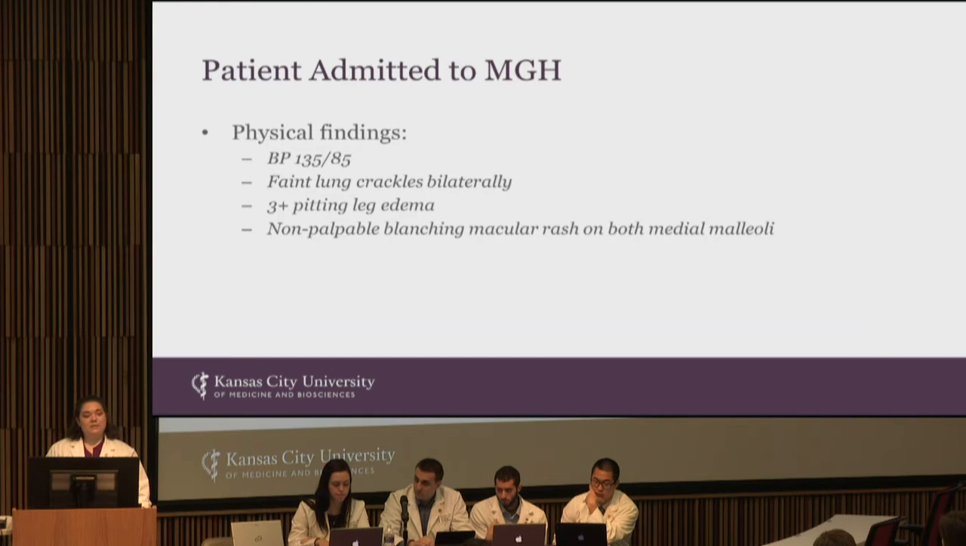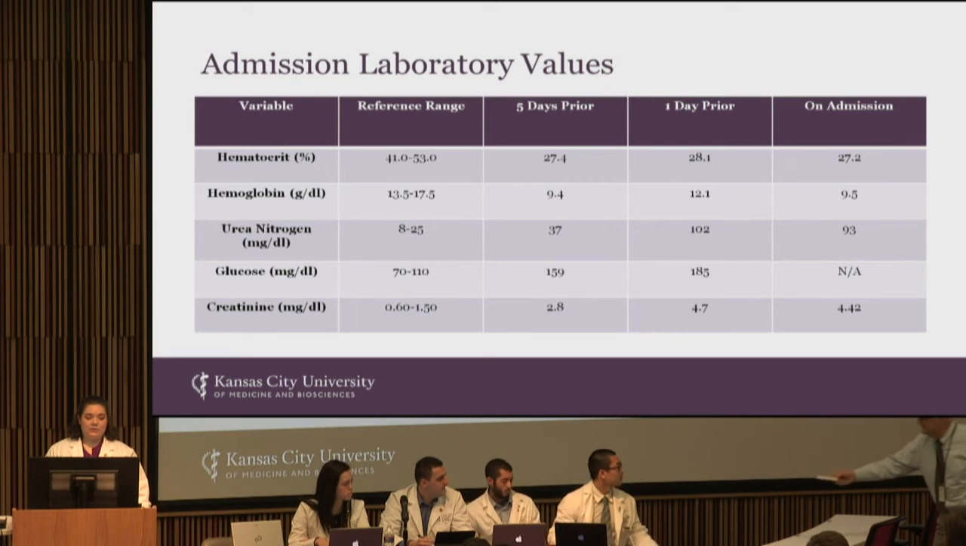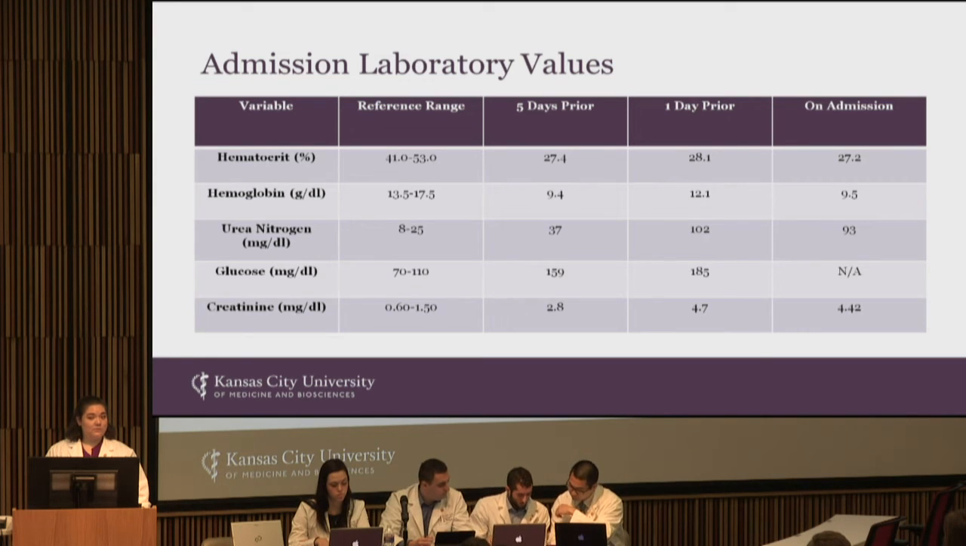The patient was admitted to Massachusetts General Hospital, where his physical findings showed a 135/85 BP, faint lung crackles bilaterally, and a 3+ lower leg pitting edema, and he still had a non-palpable blanching macular rash on both medial malleoli. Admission laboratory values showed still a decrease in hematocrit and hemoglobin and an increase in urea nitrogen and creatinine. His BUN creatinine ratio at this point was 21.